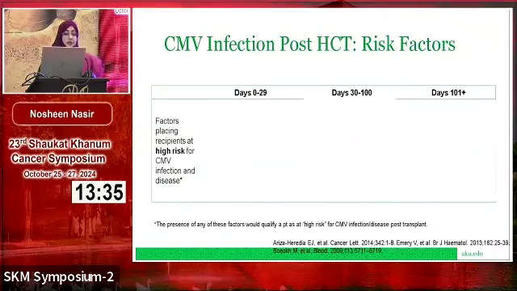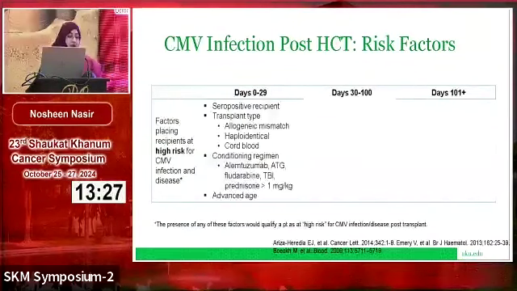So what we need to understand now is who is at risk and who do we keep an eye out for. What are the factors which place recipients at highest risk for CMV infection and disease? The first I already mentioned: seropositive recipient. Then the transplant type. It's the highest risk for those who have had an allogeneic mismatch, followed by haploidentical and then cord blood transplants.